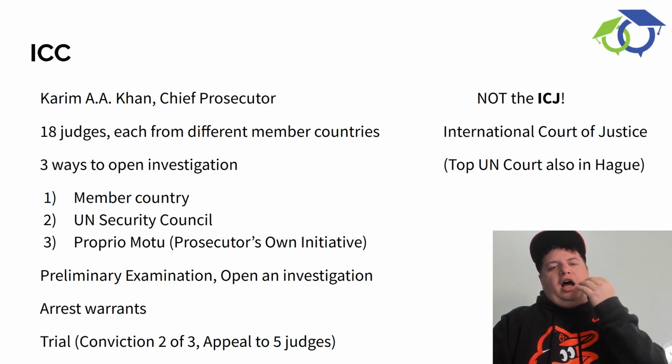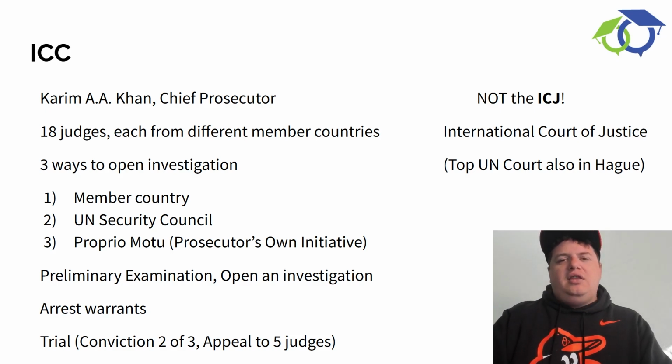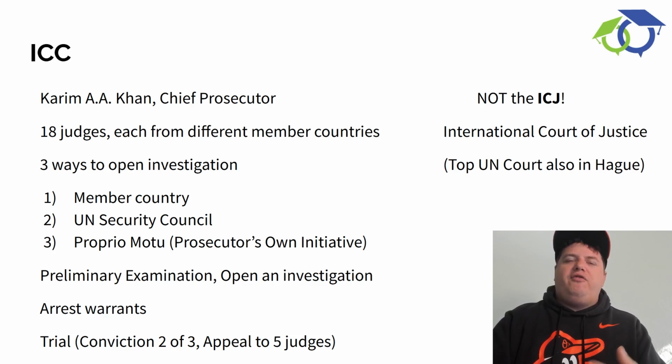You'll note that the idea behind this is that these people will be arrested in order to stand trial. When that trial happens, it requires a conviction from 2 of the 3 judges. There's no jury. There are these 18 judges. So there are 3 judges, and if you appeal that decision, it's a 5-judge panel.